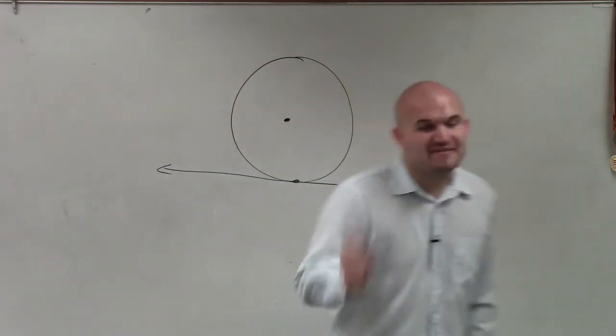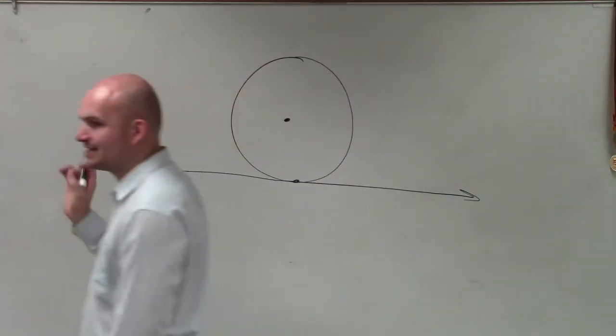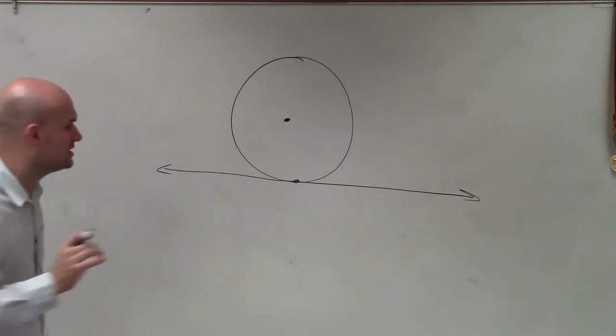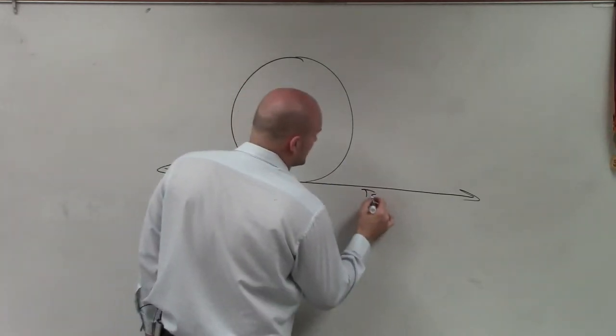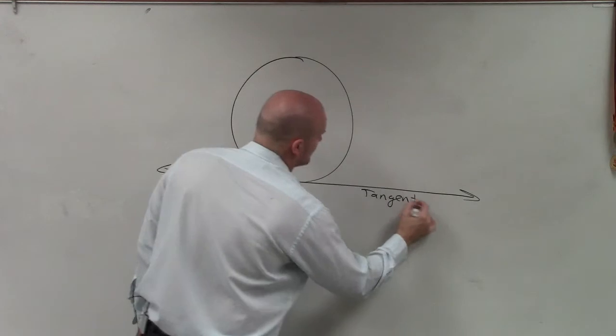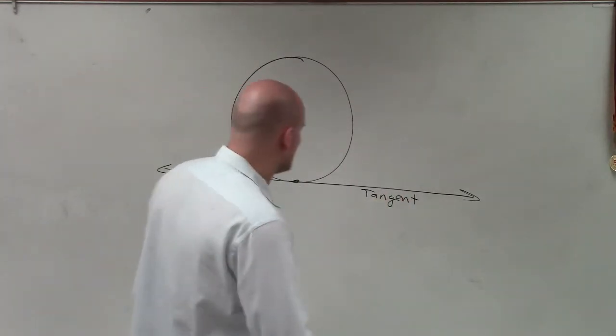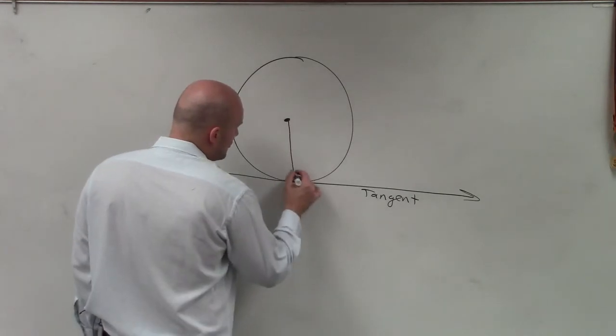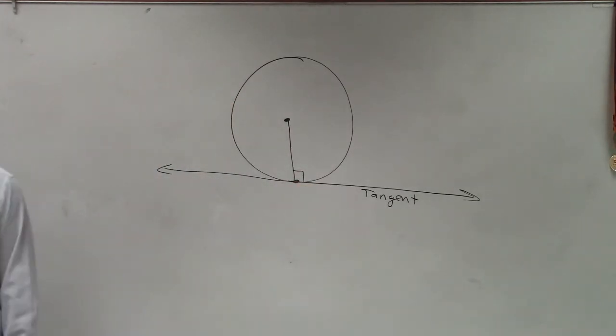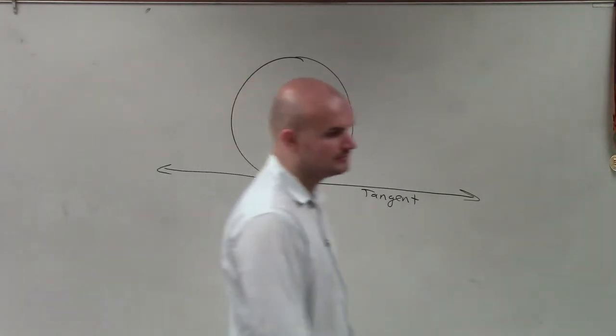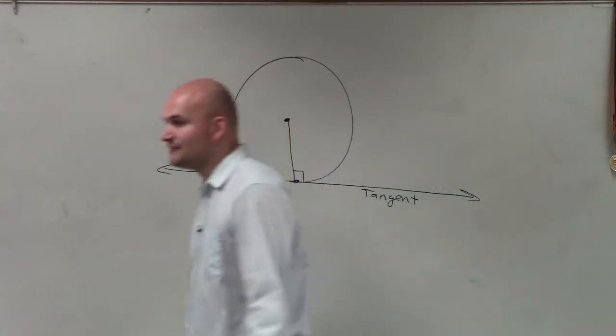Okay? So if a line intersects a circle at exactly one point, that is what we call a tangent line. Now, what is important about a tangent line is that at the intersection of the circle, it is perpendicular to a radius of the circle. All right? So that is your basic definition of a tangent.